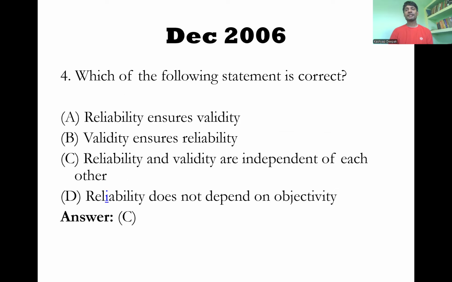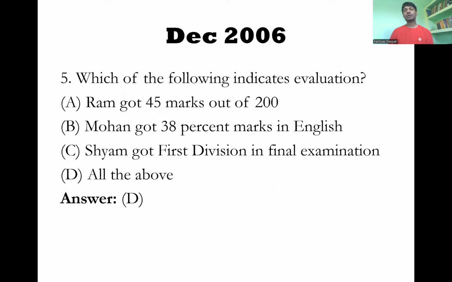Which one of the following statements is correct? Reliability ensures validity; validity ensures reliability; reliability and validity are independent of each other; reliability does not depend on objectivity. If we check these statements, reliability and validity are independent of each other. They are not dependent on one another; they are separate branches.